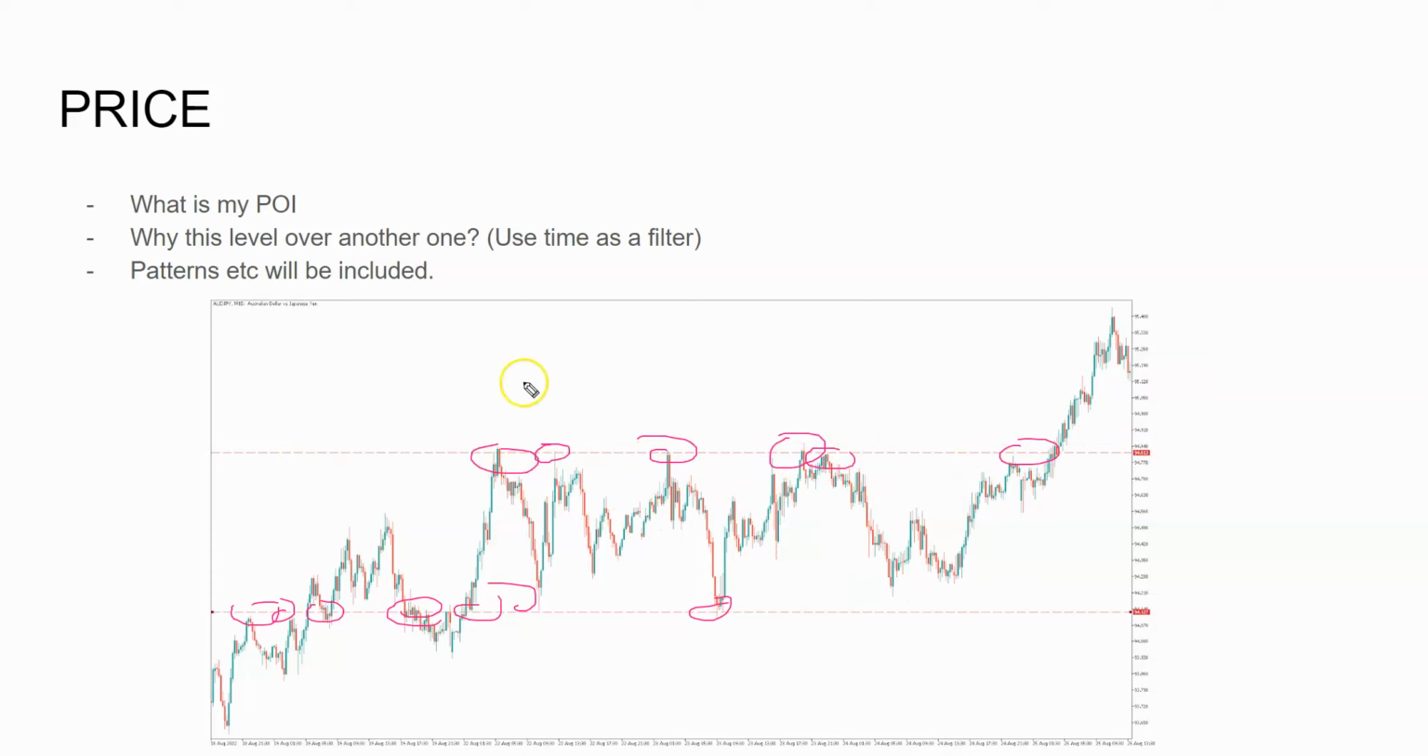Now, obviously, I would recommend having rules for identifying these levels as well, but let's just skip through this and understand the pricing aspect of this. First of all, we have a price point. We have a point of interest that we want to operate on.